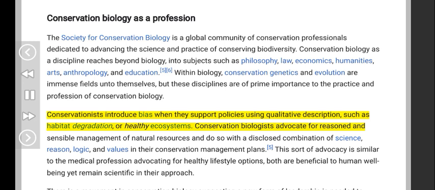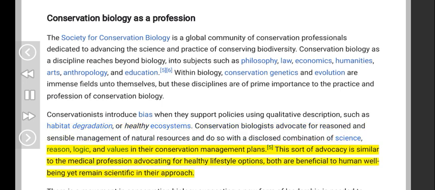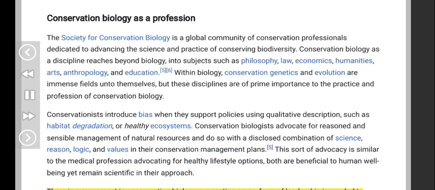Conservationists introduce bias when they support policies using qualitative description, such as habitat degradation, or healthy ecosystems. Conservation biologists advocate for reasoned and sensible management of natural resources and do so with a disclosed combination of science, reason, logic, and values in their conservation management plans. This sort of advocacy is similar to the medical profession advocating for healthy lifestyle options. Both are beneficial to human well-being yet remain scientific in their approach.